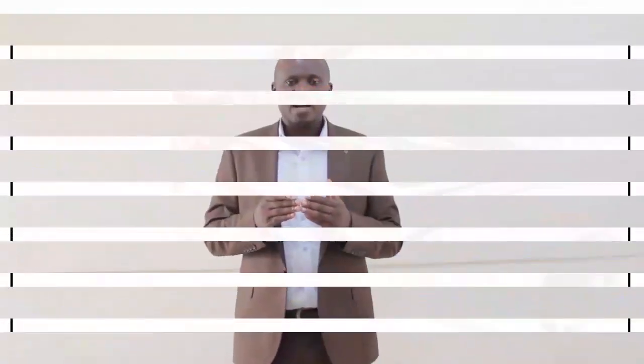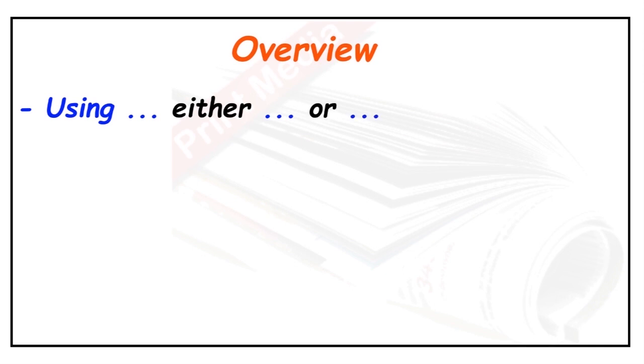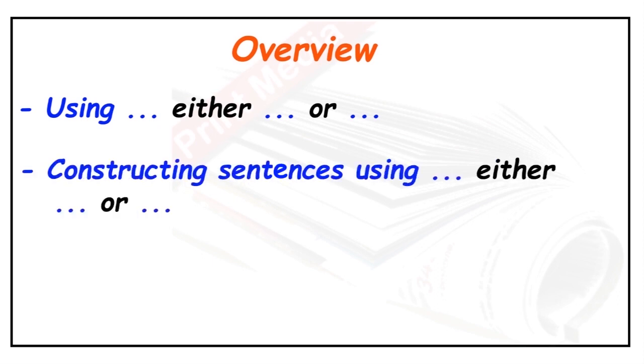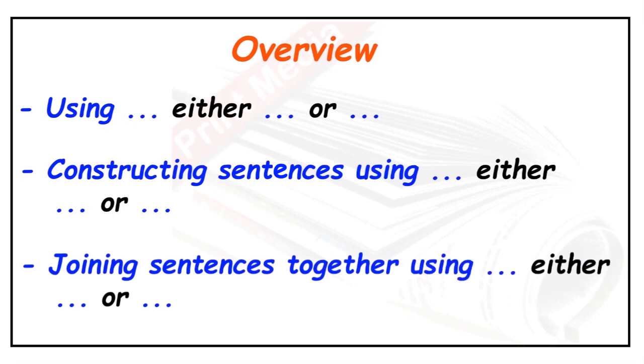My dear great viewer, in today's lesson, we are going to use either as a determiner in the course of the sentence. Then we shall be able to construct different sentences using either... or. We shall also be able to join different sentences together using either... or in the course of the sentence.